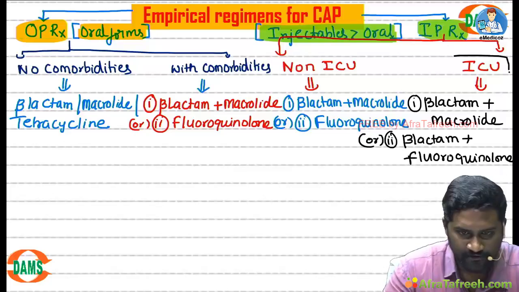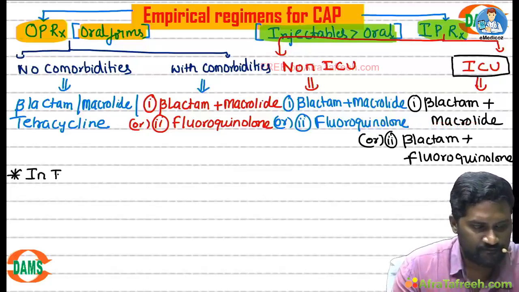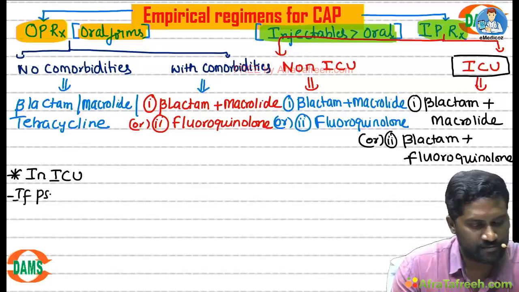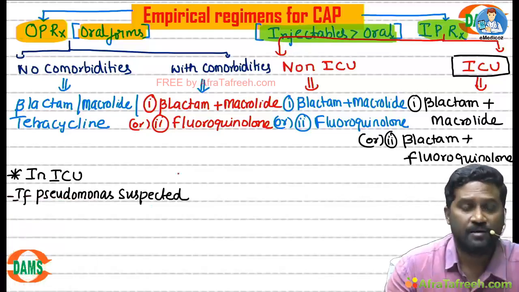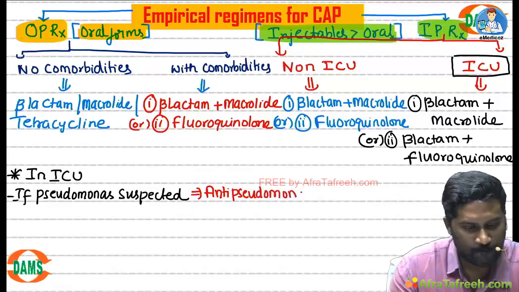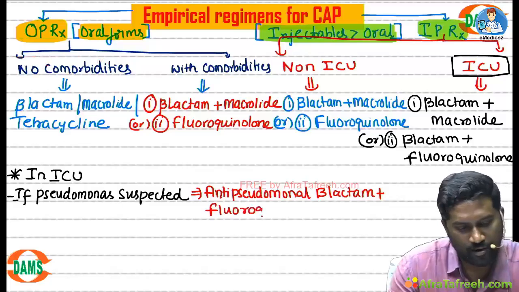Now if the patient is in ICU, there are few special considerations. If pseudomonas suspected, what will be your regimen? Now this patient should be started on the regimen against pseudomonas, anti-pseudomonal beta lactam, along with that a fluoroquinolone.